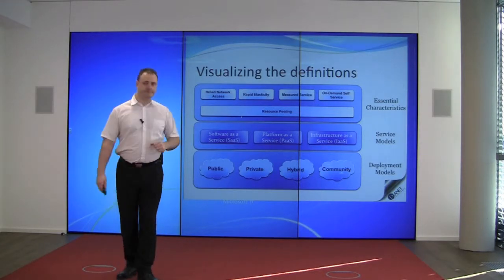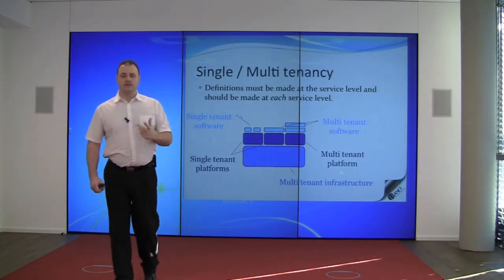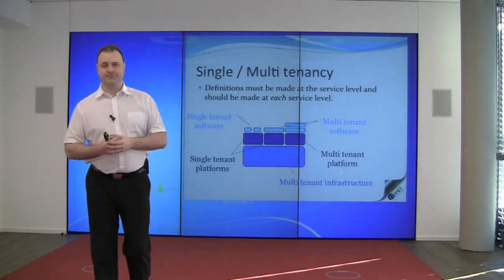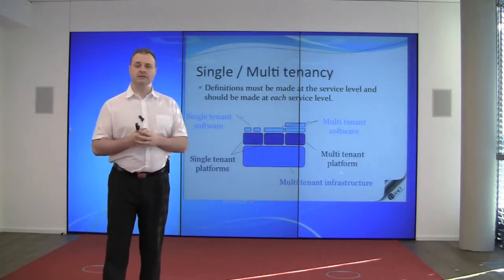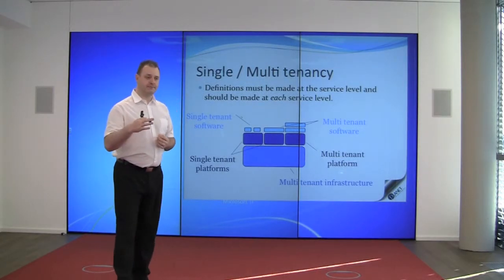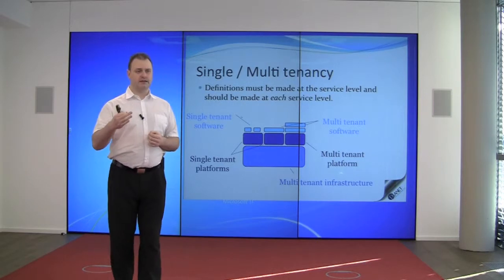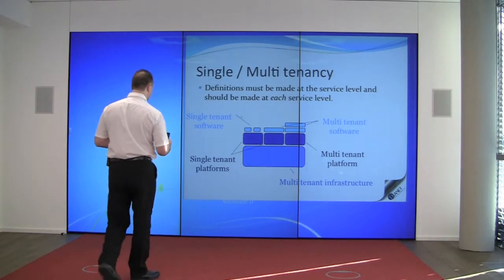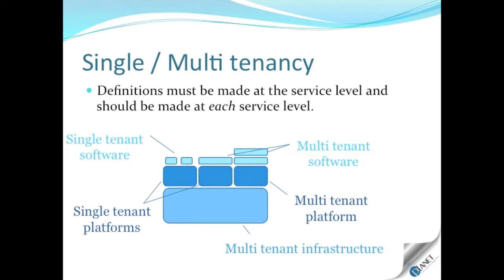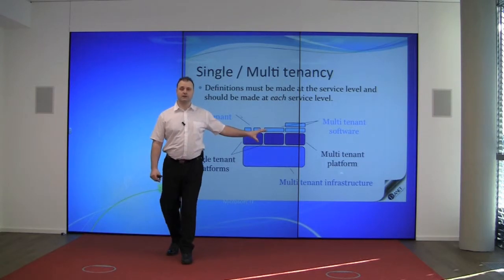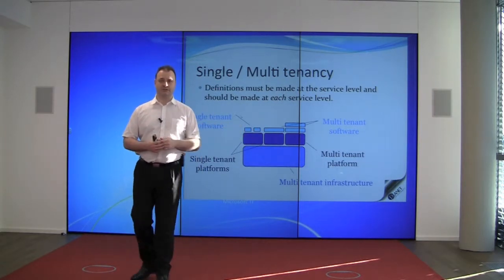This is our cloud stack. There's another element which we have to consider when we're defining cloud services, and that's single or multi-tenancy. The reason that we have to consider that is that it fits in all levels. So here in our very simple diagram, we have a multi-tenant infrastructure, a single multi-tenant infrastructure at the bottom. We have 3 platforms which are both single and multi-tenant sitting on that infrastructure. And upon those platforms, we have single and multi-tenant software services.